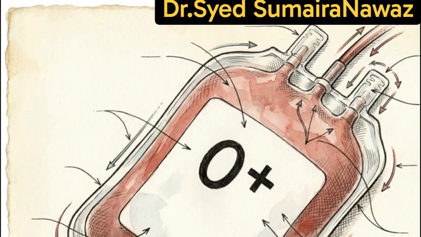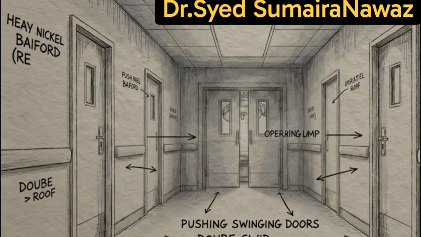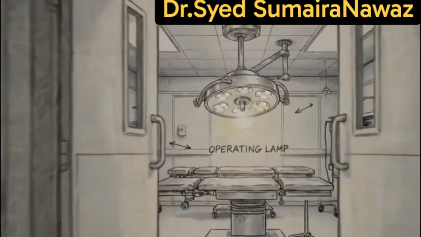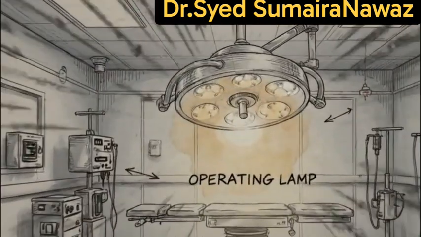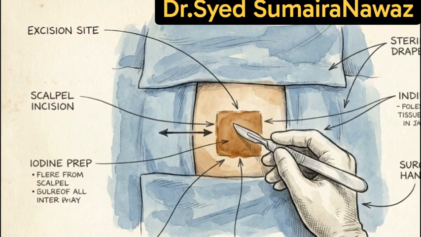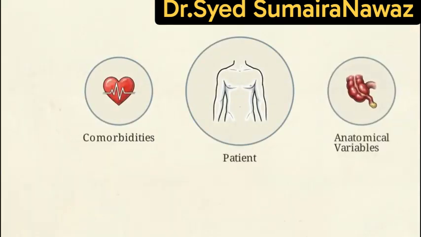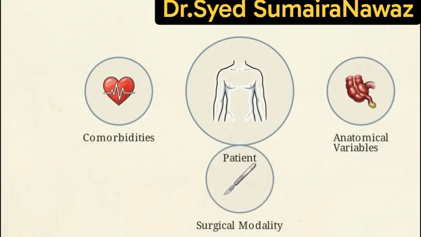standby for unexpected bleeding. At this point, the assessment phase abruptly ends, and the patient is rapidly transitioned into the operating theater. Every preoperative step is designed to optimize the patient's physiology, ensuring they can safely withstand the controlled trauma of physical excision. Patient comorbidities and anatomical variables determine which surgical modality the team employs inside the theater.